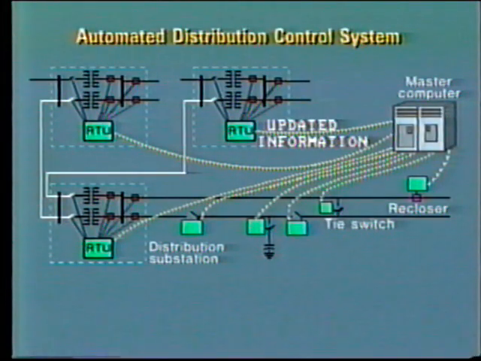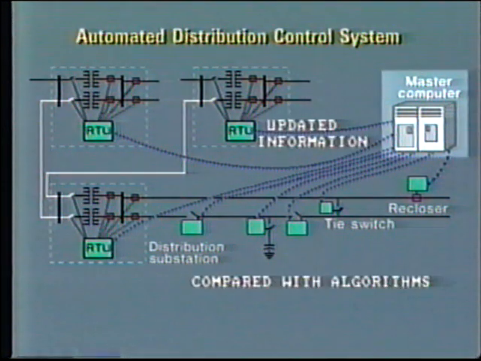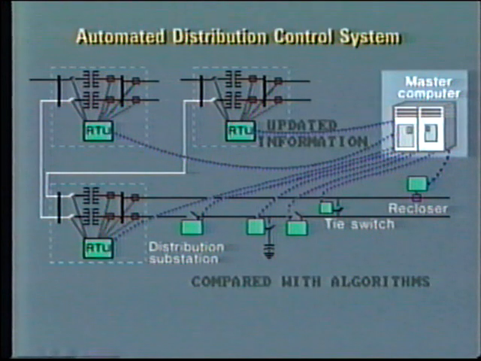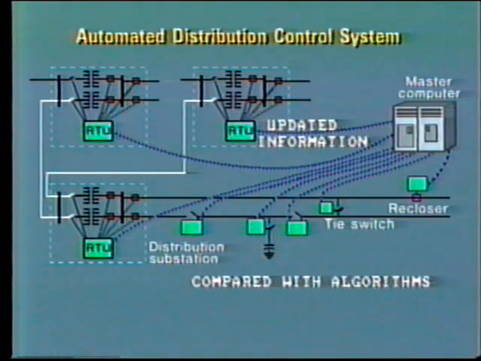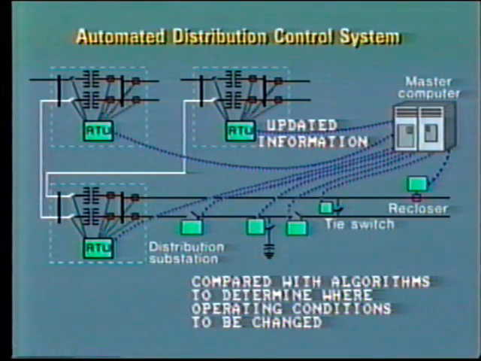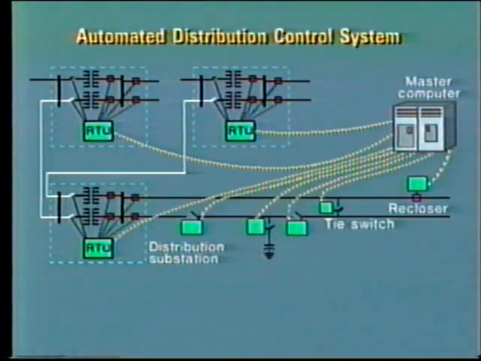We can see that data acquisition is certainly a vital function, but what about control? Well, updated information from throughout the power system is continuously passed through a central computer, where it's compared with pre-programmed algorithms, which are based on system operating parameters and variables. The algorithm passes the incoming data through a series of logic steps to determine if and where operating conditions must be changed. Where action is required, the operator is alerted.